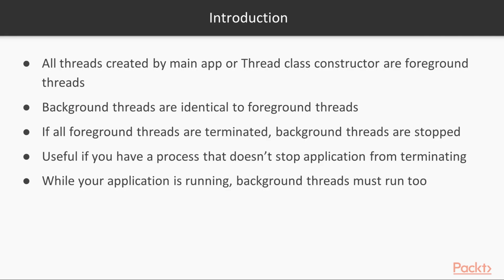The reason we want to take a look at a background thread specifically is because by default, all threads created by the main app thread or thread class constructor are foreground threads. So what exactly separates a foreground thread from a background thread? Well, background threads are identical to foreground threads, with the exception that if all foreground threads are terminated, the background threads are stopped too. This is useful if you have a process in your application that must not stop the application from terminating. In other words, while your application is running, the background threads must continue to run.